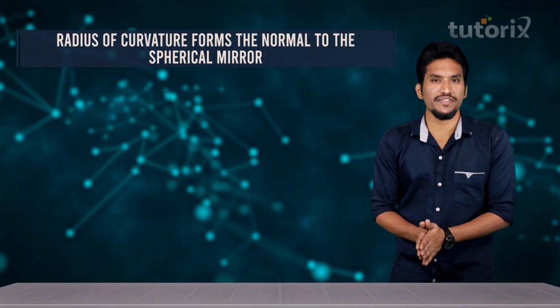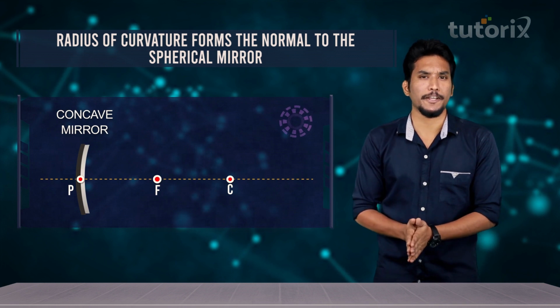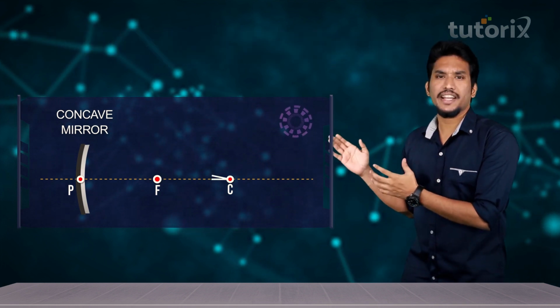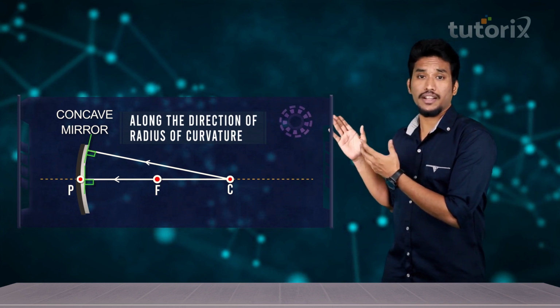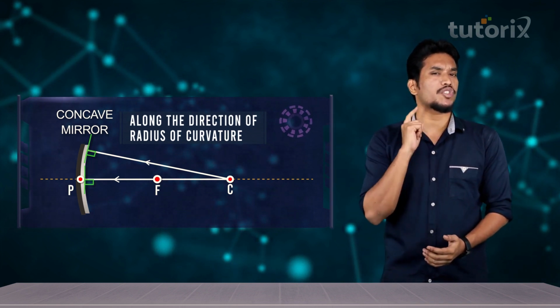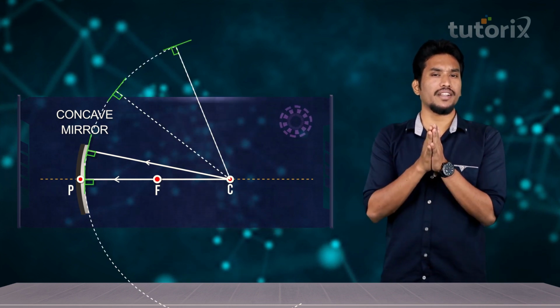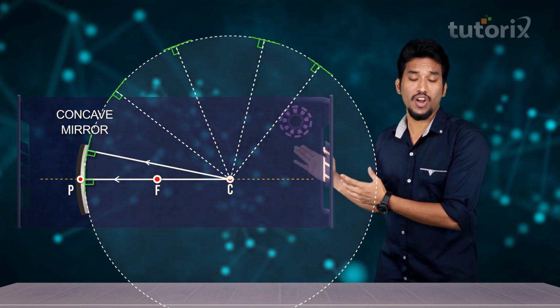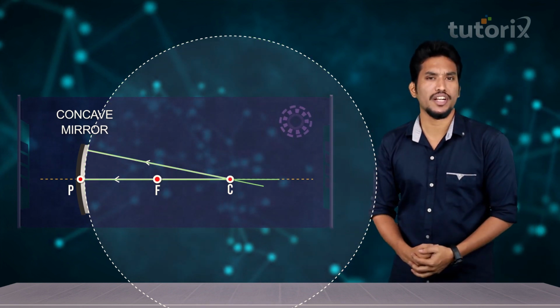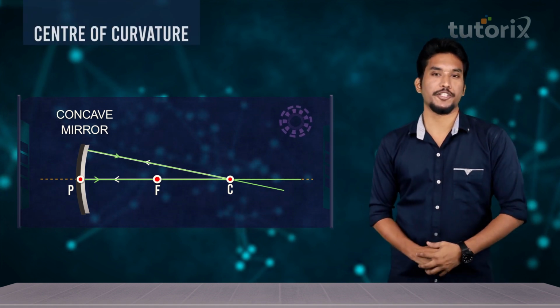Now, the radius of curvature forms the normal to the spherical mirror. So if the ray is incident on the spherical mirror along the direction of the radius of curvature, then it passes through the center of curvature, because from any direction, an incident ray making an angle of 0 degrees with the normal has to pass through the center of curvature. So this gives our second point, that is the center of curvature.